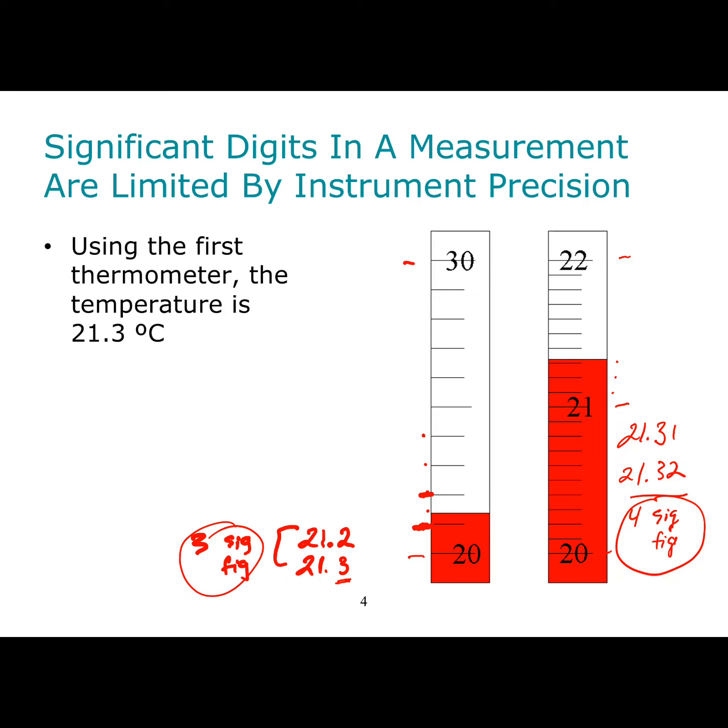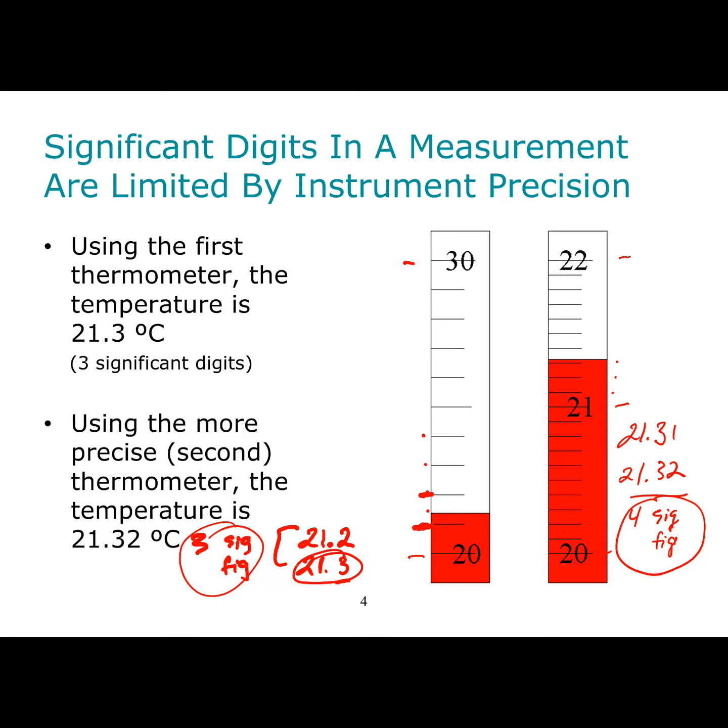I have a few bullet points about this. Using the first thermometer, the temperature is 21.3, which has 3 significant figures. And for the second thermometer on the right, we have 21.32 degrees Celsius, which has 4 significant figures in that case. All right, that's the process.